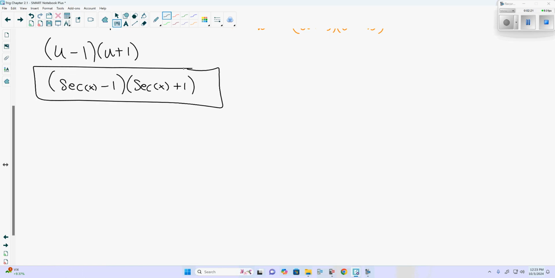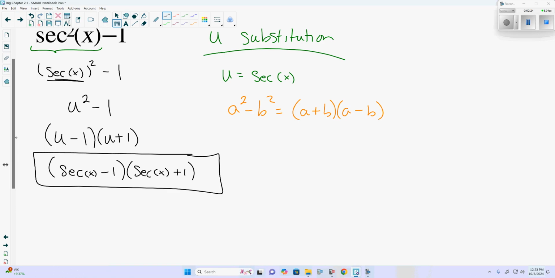Questions on this here? No, because we could have gone just from secant squared minus 1 to secant of x minus 1 times secant of x plus 1. We use an extra step so we can see it easier how it factors. Questions on this here? We're ready for the next one.